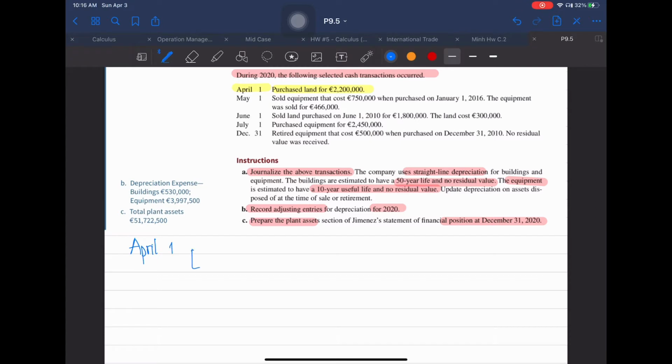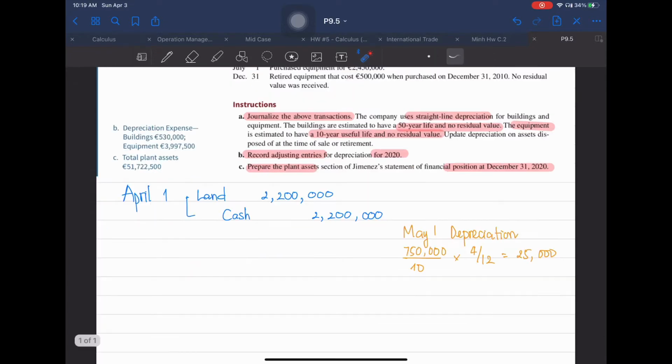For the first one, April 1st, purchase land for 2.2 million. This one is so easy. So just put on the debit side land and credit side cash. Since they didn't mention anything about accounts, we assume that they are purchasing by cash.